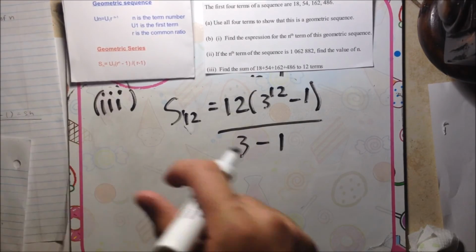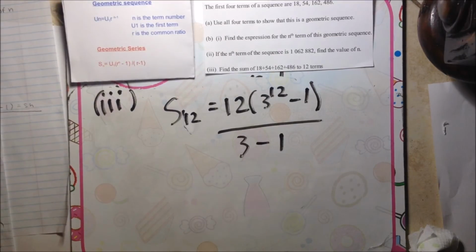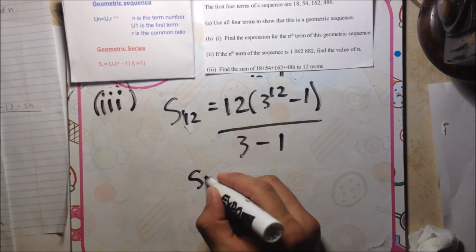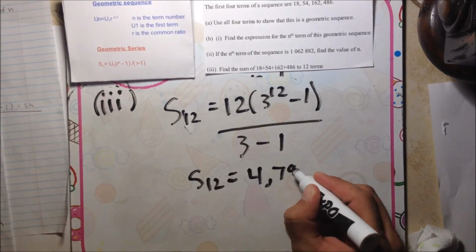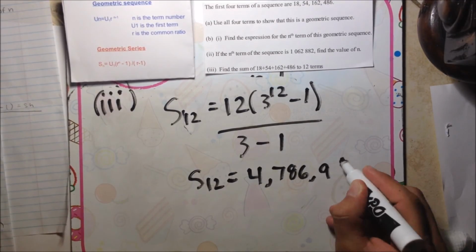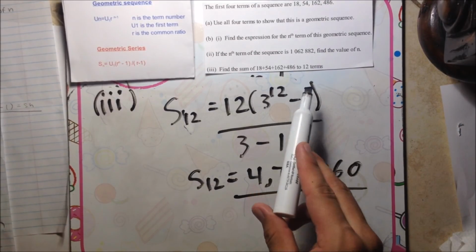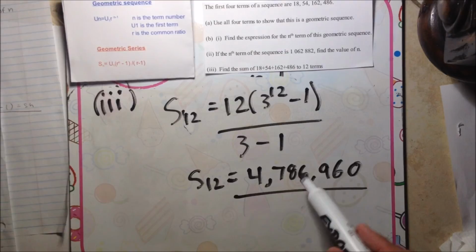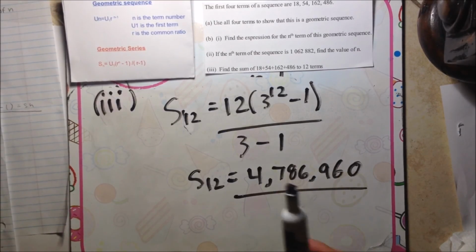Now from here on, you just do the calculations, and you would get S12. So there you have it. The sum of all these terms of this sequence, which is geometric, up to 12 terms, will be 1,786,960. And all you have to do is use this simple formula.